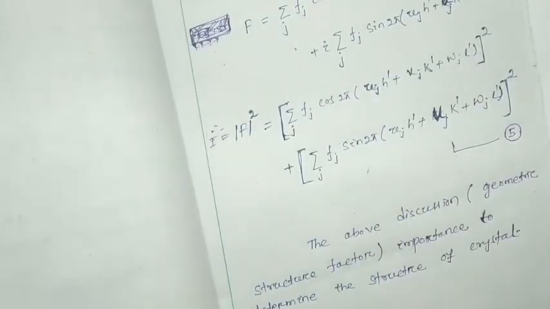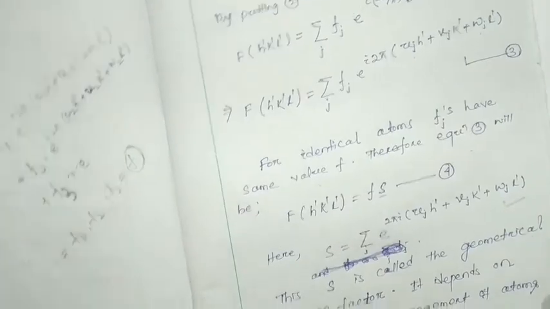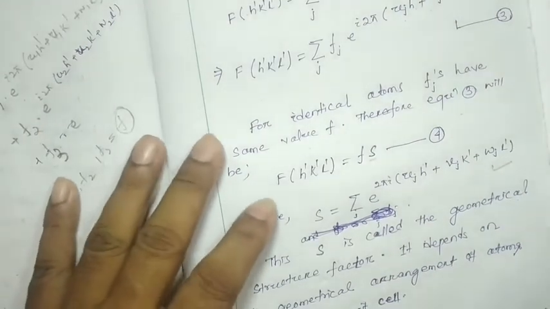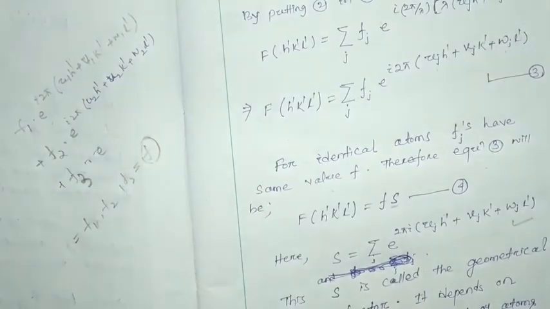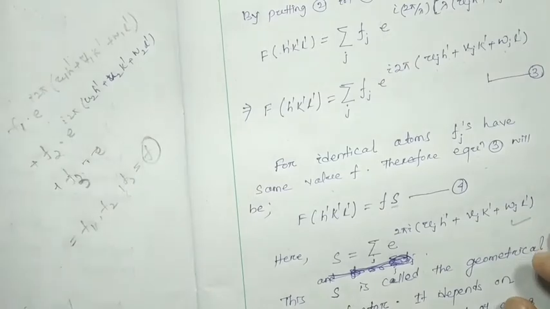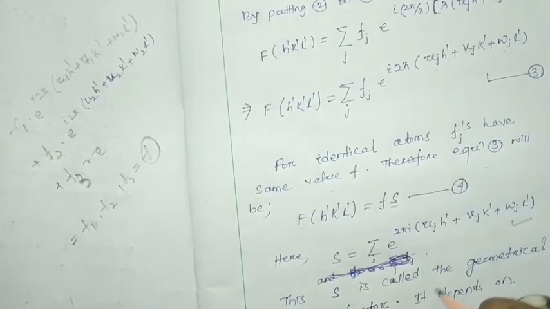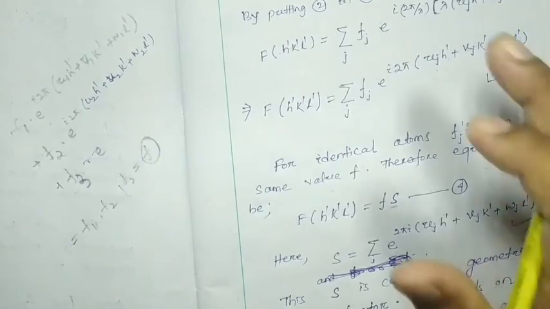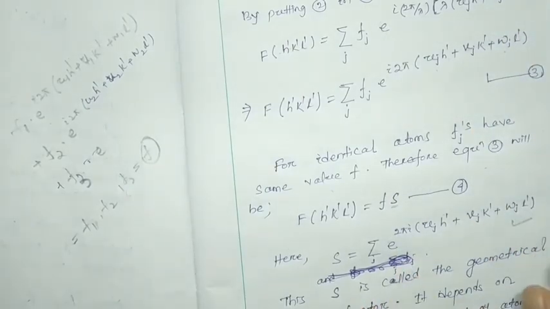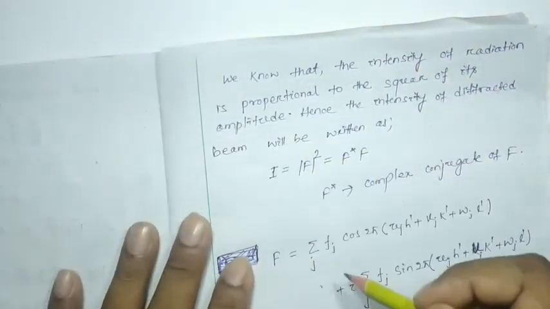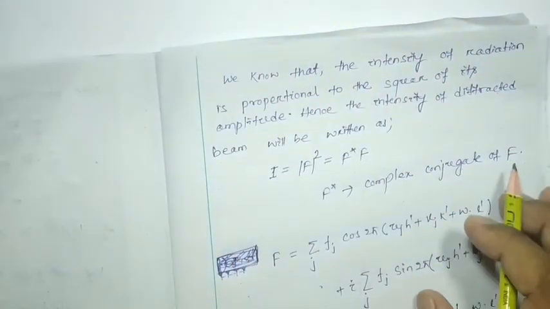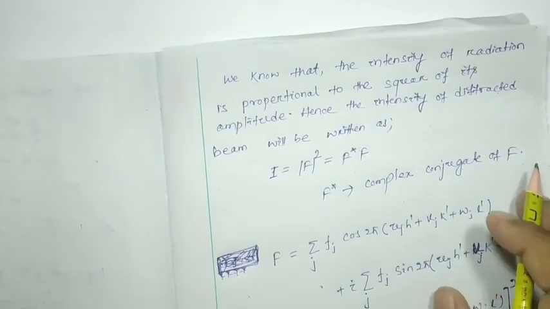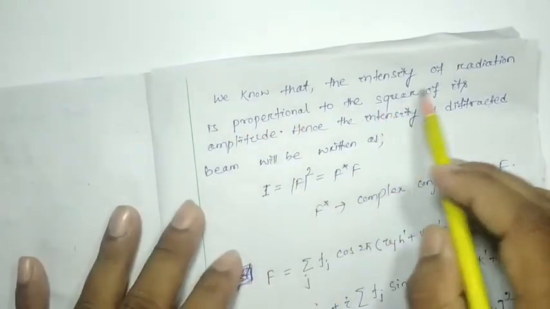By using this geometrical structure factor, we can find out whether that unit cell is simple cubic, body centered cubic, or face centered cubic. Any lattice structure can be found out by using the geometrical structure factor. Another simple thing, extending on the basis of the geometrical structure factor: we know the intensity of radiation.